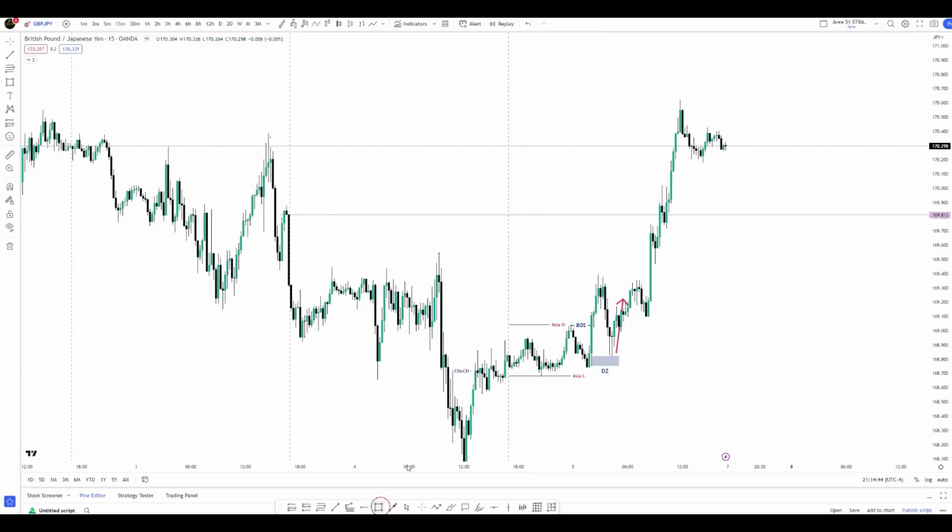So you can see it. There was imbalance from here to here after the break of structure. So once you see that, you know that your demand zone is somewhere here. Okay, so this is going to be my demand zone here.